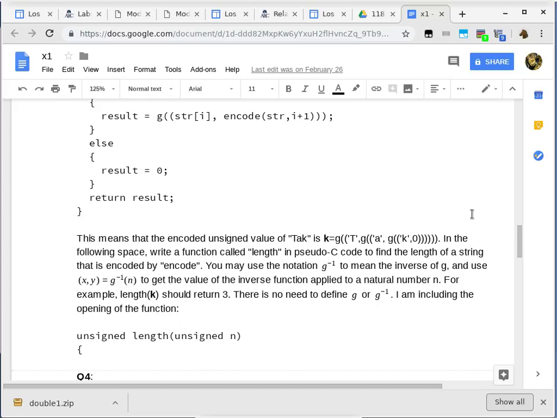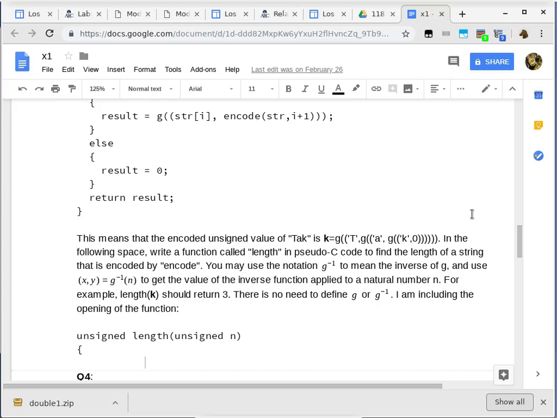In the following space, write a function called length in pseudo C. Okay, so you can be kind of not entirely syntactically correct to find the length of a string that is encoded by the function called encode in the question itself. You may use the notation g superscript -1 for the inverse function to mean the inverse function of g, and use this way to extract both values out of the inverse function. Because g maps two natural numbers to a single natural number, that means the inverse of g is going to map a single natural number to two natural numbers.